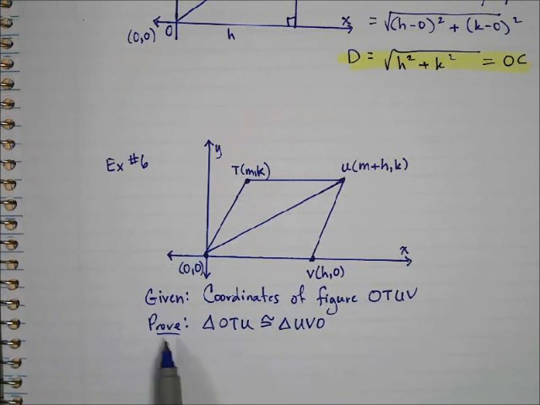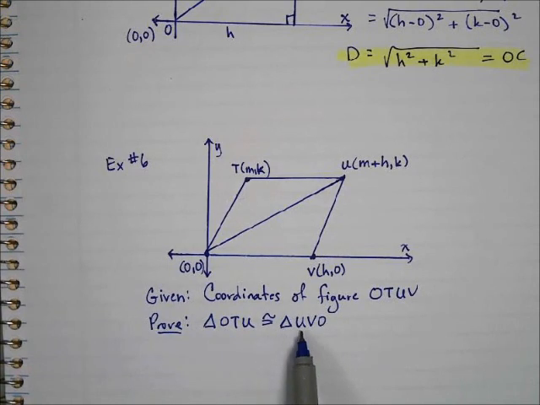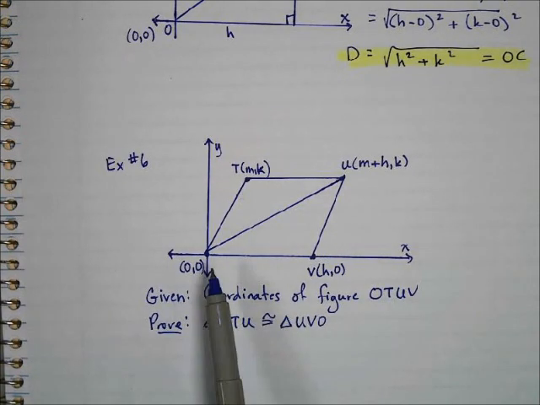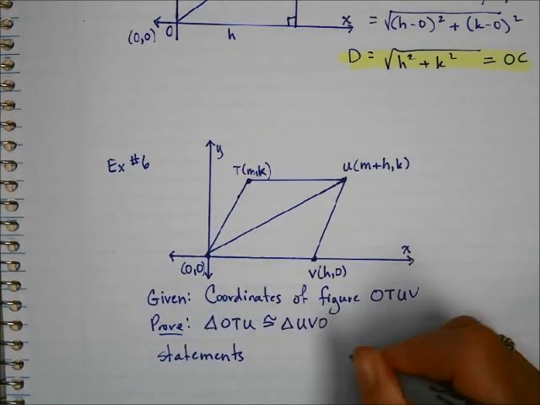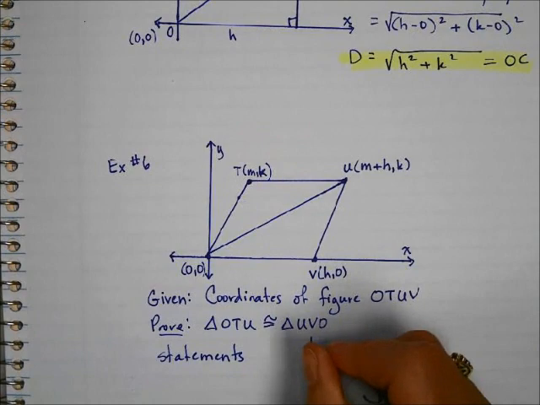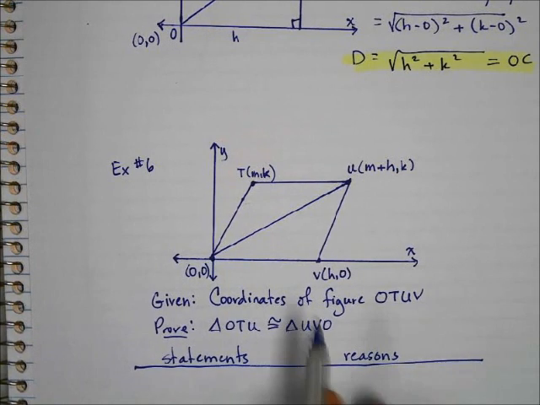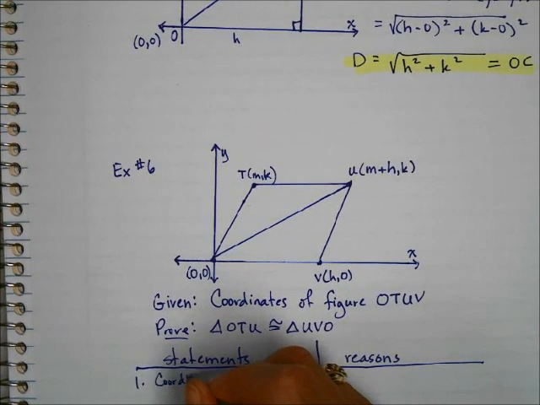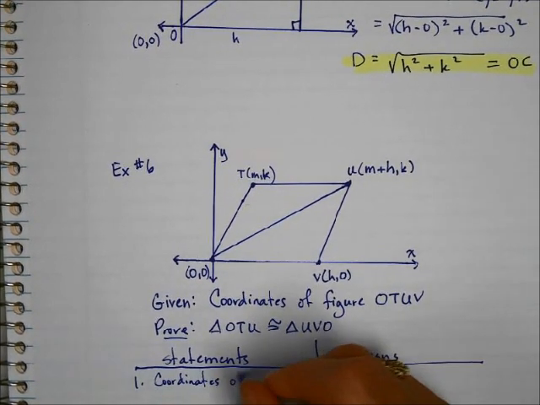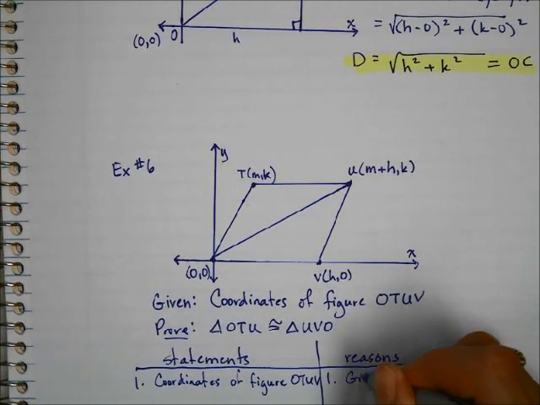Alright, so you're given the coordinates of the figure. You're going to prove that OTU, that's this triangle, is congruent to triangle UVO. So let's go with our statements and our reasons. First of all, we're given the coordinates, so you can write that down. Coordinates of figure OTUV, and that's given.